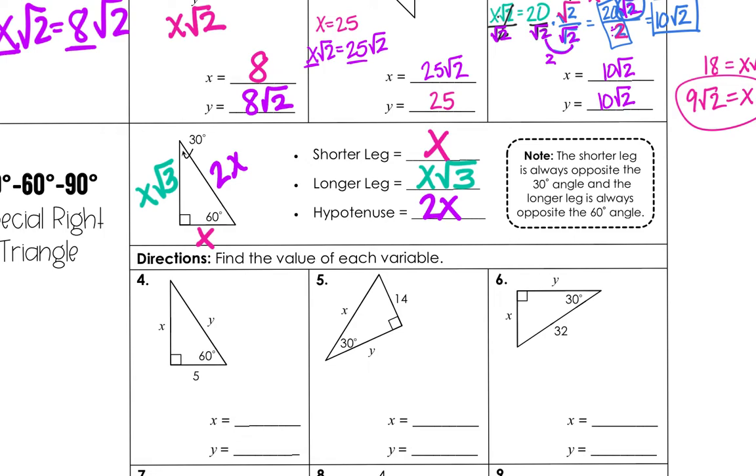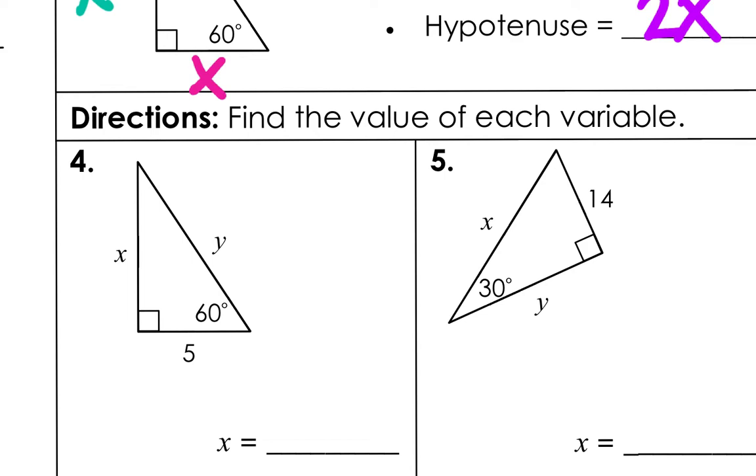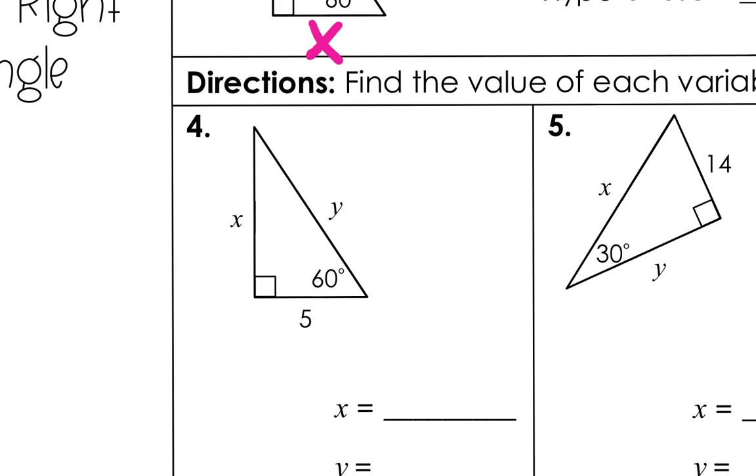So on number 4, I'm going to label the shortest side. I know since this angle is 60, then I know this angle up here is 30 because they have to add up to 90. So I'm going to go across from 30, and this is going to be x. My hypotenuse will be 2x, which means the long leg is x square root of 3.